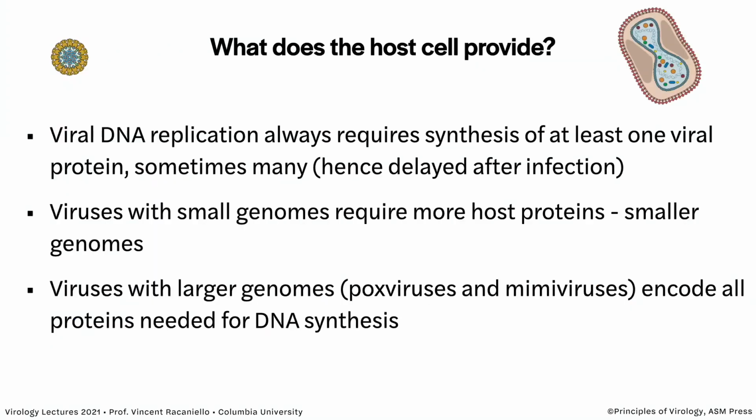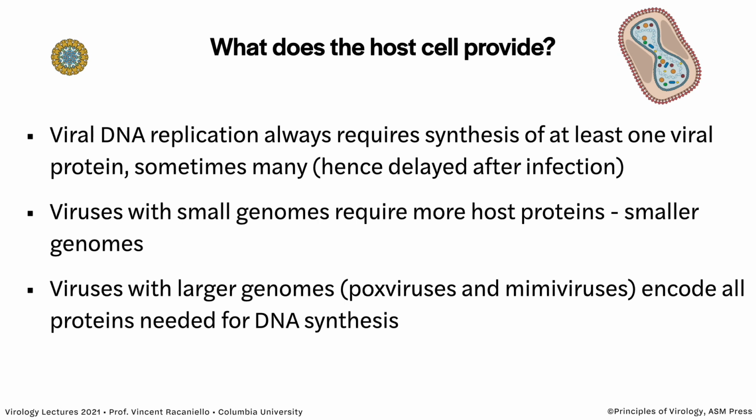DNA replication needs at least one viral protein, sometimes many. So always one has to be made. And that's why it's delayed. And it's delayed also because you have to make capsid proteins later. Actually, the DNA synthesis is delayed because of this requirement. And so capsid protein synthesis is also delayed, because you don't make capsids before you have anything to put in them. And what does the host cell provide?